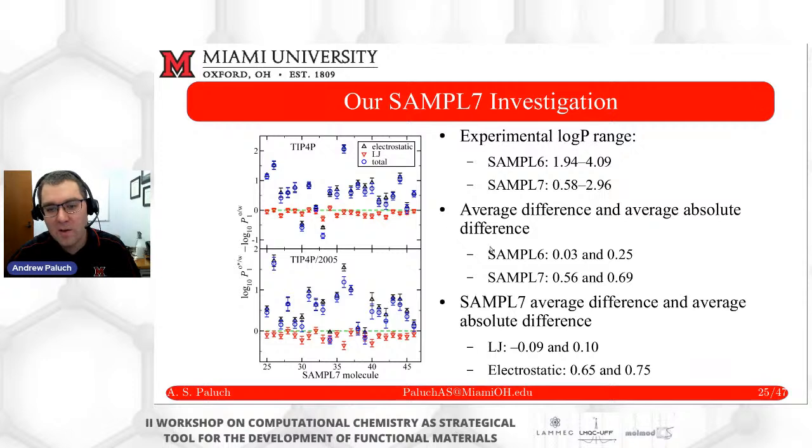And that's just because in sample 6, in some cases log P increased and in other cases it decreased. Here, for the most part, log P is increasing when I have water compared to pure octanol. And when I look at the individual contributions, the LJ contribution is rather small, and the dominant effect is due to electrostatics.